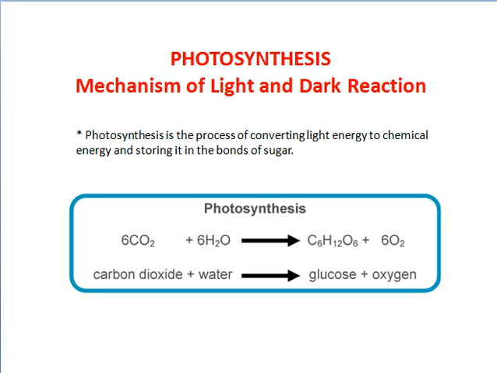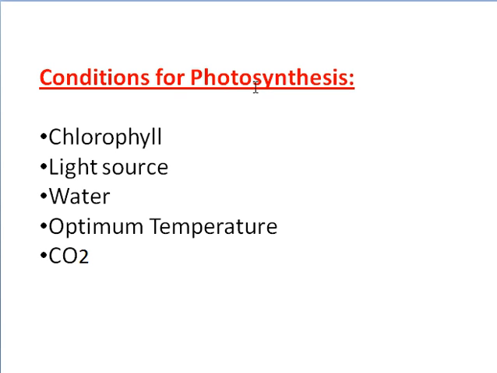Like you all know, photosynthesis is a chemical reaction, and any chemical reaction, like all others, requires some conditions, some reactants, and some enzymes or catalysts to take place. So what are the conditions which are specifically required for our process known as photosynthesis? See, photosynthesis requires, the first thing, a molecule of chlorophyll.